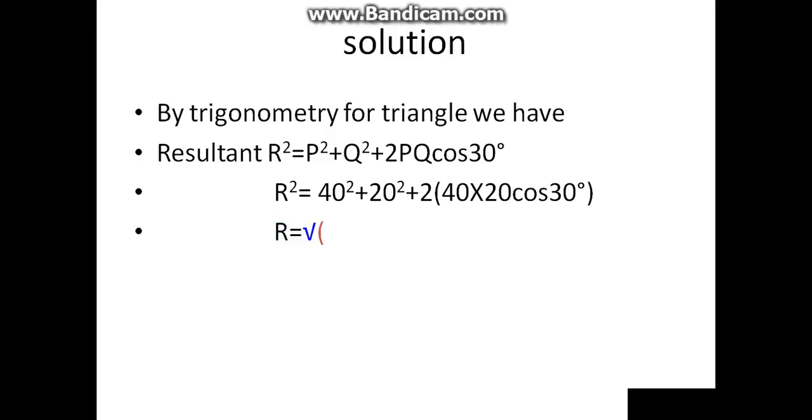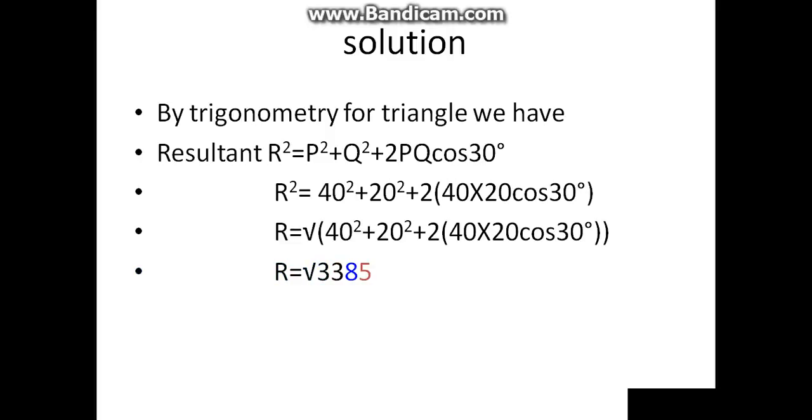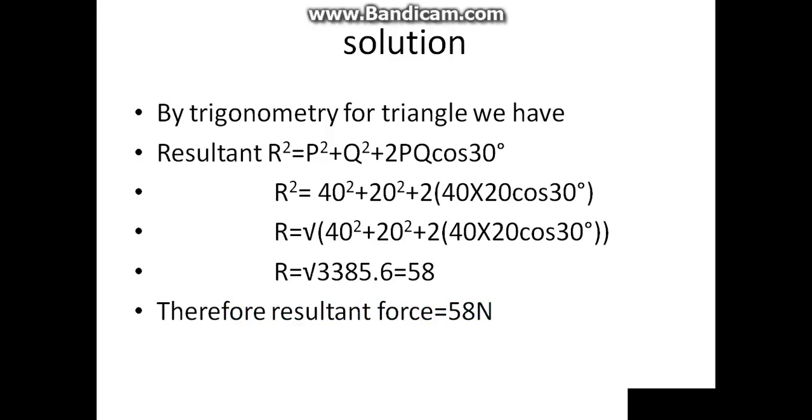Making rho the subject of the formula, the square root will cross over to become the square root of in bracket 40 squared plus 20 squared plus 2 in bracket 40 times 20 cos 30, close bracket. Therefore R is equal to the square root of 3385.6, which is 58. Therefore the resultant force is equal to 58 Newton.